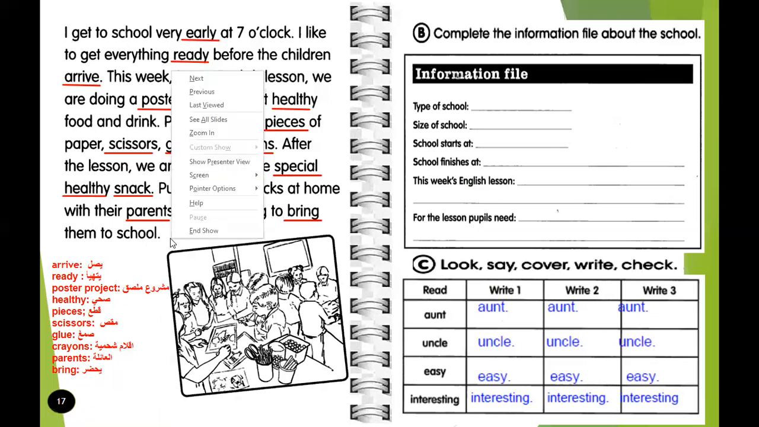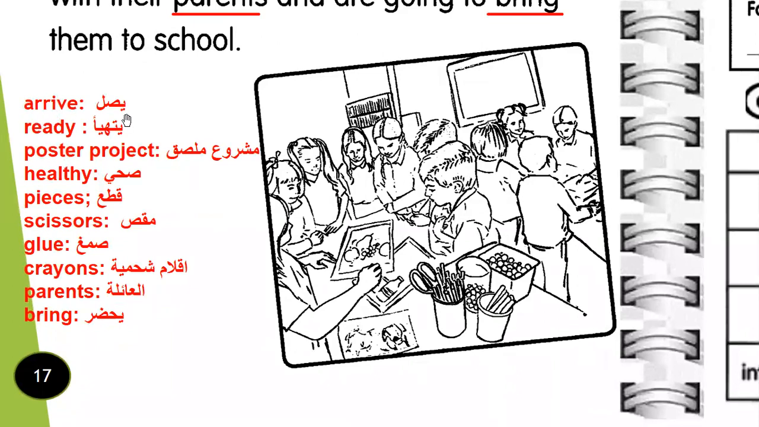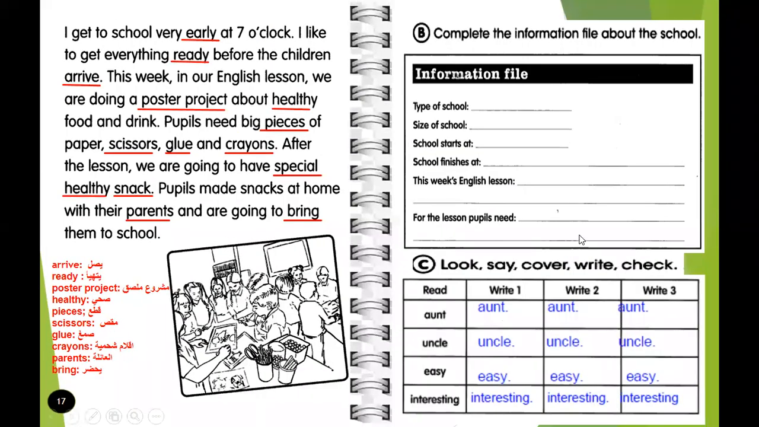So here we have these words. Arrive يصل. Ready يجهز أو يتهيأ. Poster project مشروع ملصق. Healthy صحي. Pieces قطع. Scissors مقص. Glue صمغ. Crayons أقلام شحمية. Parents العائلة. Bring يحضر.